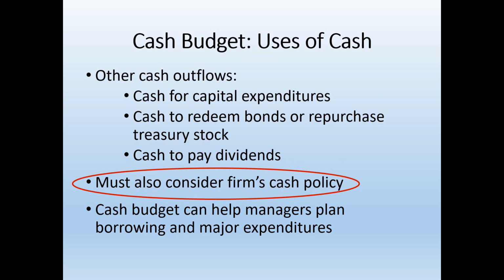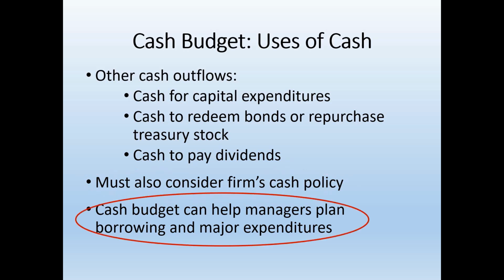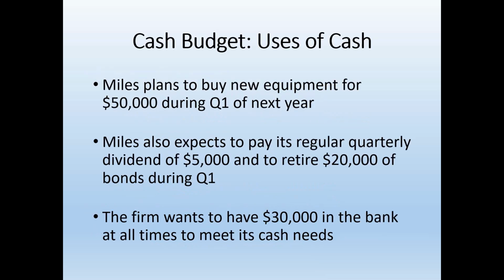In addition, we need to consider the firm's cash policy. That is, how much cash does the firm want to have on hand at the end of each period so that it doesn't have to worry about being unable to pay its bills as they come due. Overall, this kind of planning helps managers to decide whether they need to borrow and when would be a good time for major expenditures. Miles Manufacturing does have some plans to spend additional cash in the coming year.